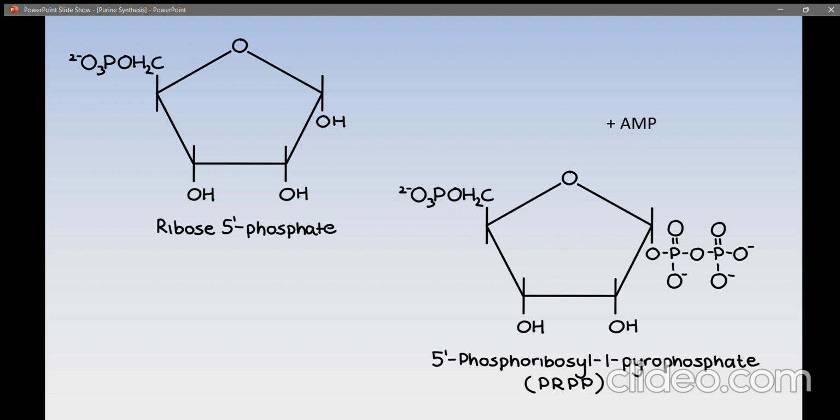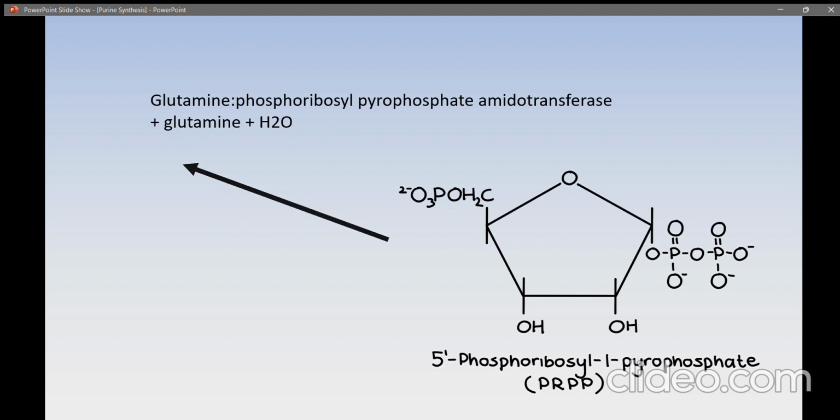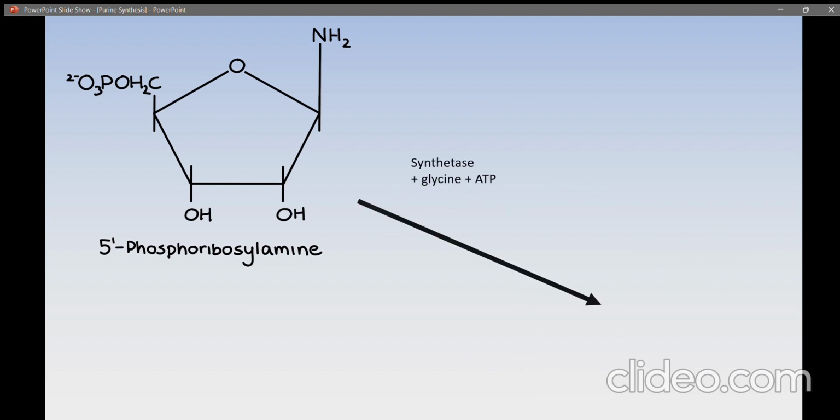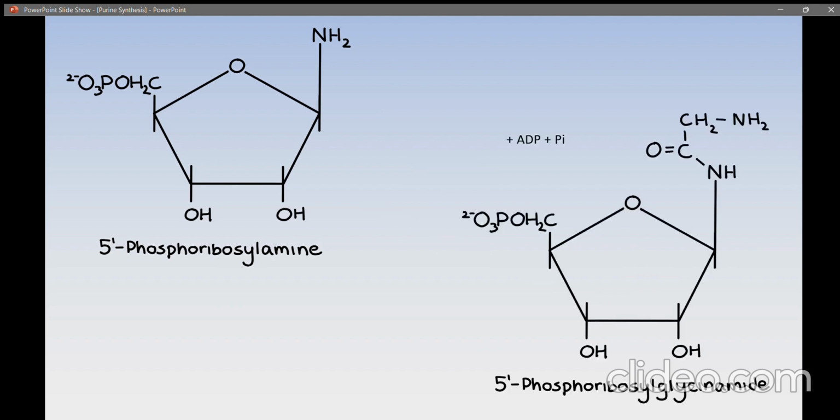5-phosphoribosylamine is then synthesized via PRPP, glutamine, and water, being catalyzed by glutamine phosphoribosyl pyrophosphate amidotransferase, which replaces the phosphate chain with an amine group. This is the first committed step in the de novo purine synthesis. Glycine and ATP are then used and catalyzed by synthetase to produce 5-phosphoribosyl glycinamide, building on the amine group.